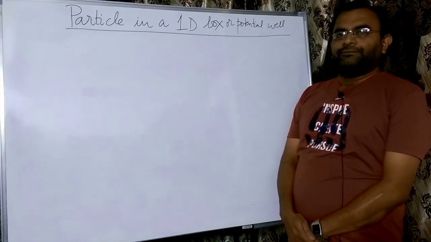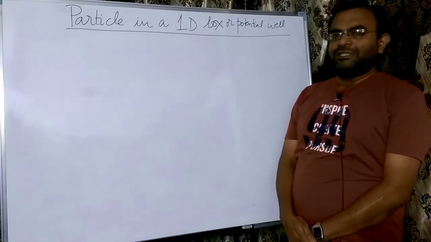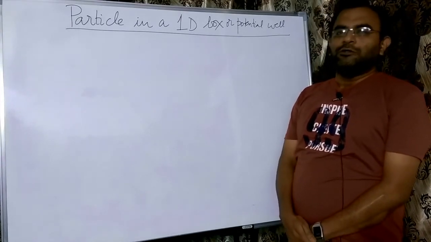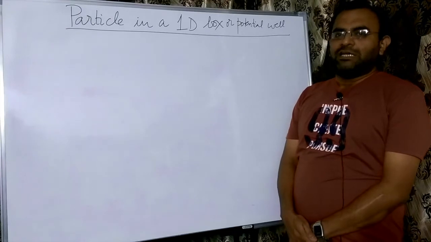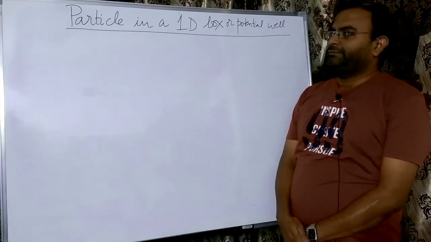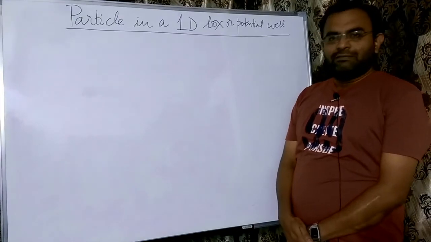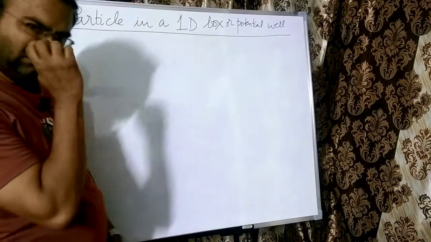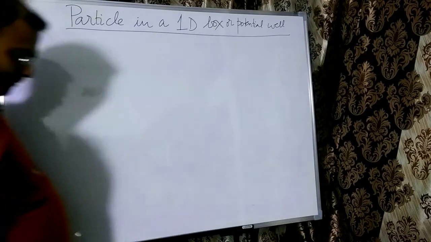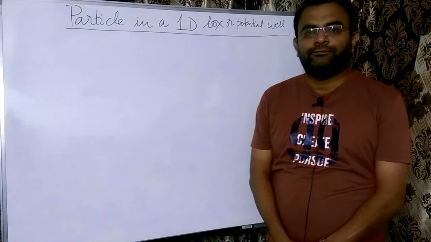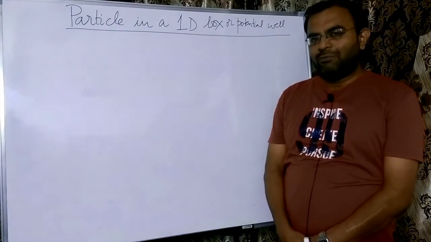We'll begin by solving the Schrodinger equation, and applying the boundary conditions, we'll be able to arrive at the solution of the Schrodinger's wave equation. The solution of the Schrodinger's wave equation is the wave function representing such a particle in a one-dimensional box, and this wave function is called the eigenfunction. Let us begin by writing the Schrodinger's wave equation for such a particle in a one-dimensional box.